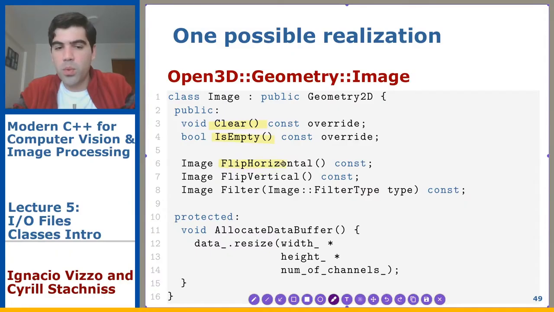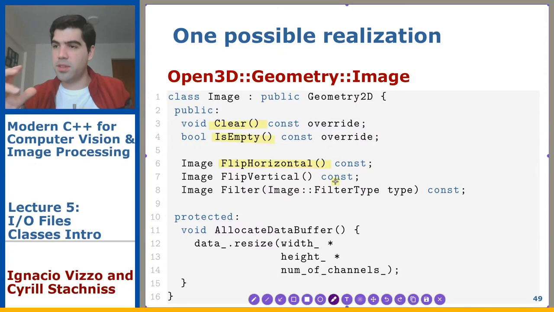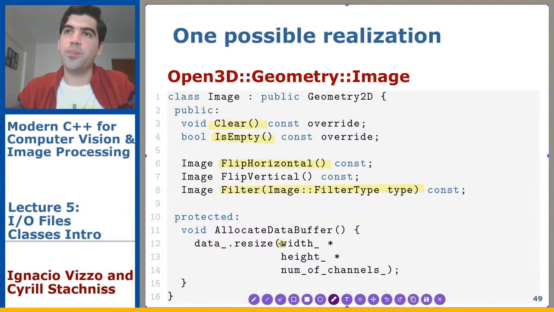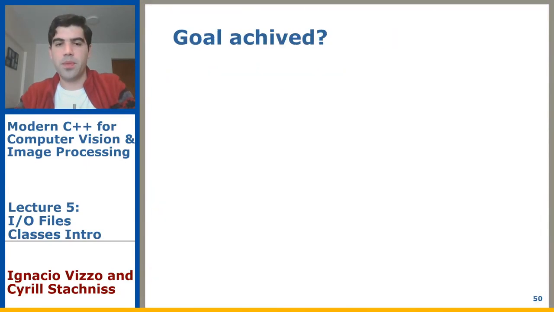Then for example, you want to flip horizontal, do a horizontal flip on the image and then return this new image. And then for example, you might want to filter this image. That is another member function you might want to use. And lastly, for example, you want to allocate memory. We saw that it's a really good idea to reserve memory on vector buffers. So whenever you create a new image, maybe you want to allocate memory.